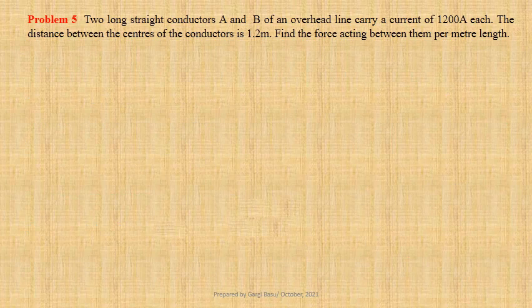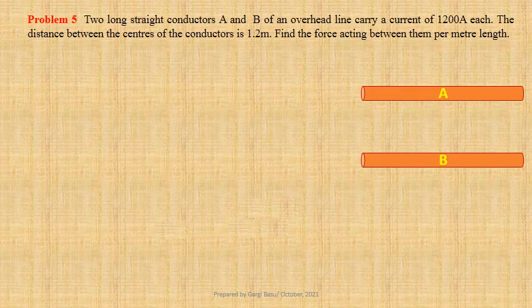Two long straight conductors A and B of an overhead line carry a current of 1200 ampere each. The distance between the centers of the conductors is 1.2 meter. We have to determine the force acting between them per meter length. Let us first write down the given data.